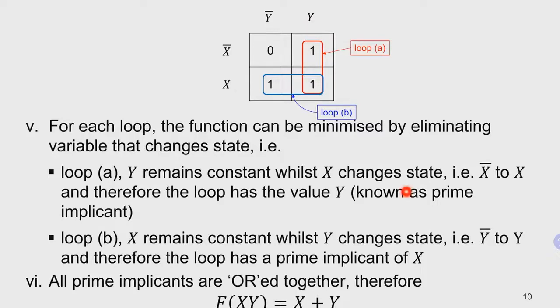In this case, the variable that changes state, we can eliminate. So in this loop, we can say that loop A has a value of y, because x changes from x bar to x. This value of y is known as the prime implicant.